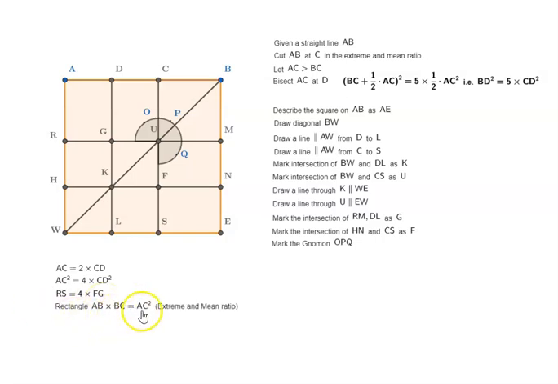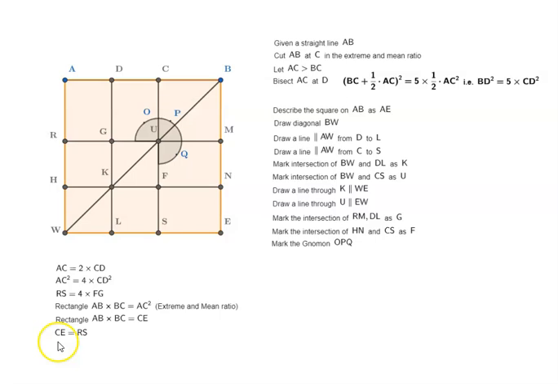Rectangle AB by BC is equal to AC square. That is our extreme and mean ratio, because that is how we cut the straight line AB. Now, rectangle AB by BC is equal to CE. How? AB by BC. But AB is equal to BE. So BE by BC is nothing but CE. So we can say AB by BC is equal to CE.